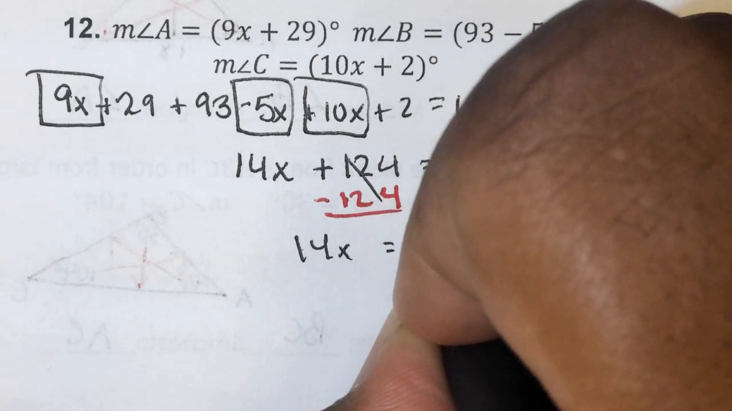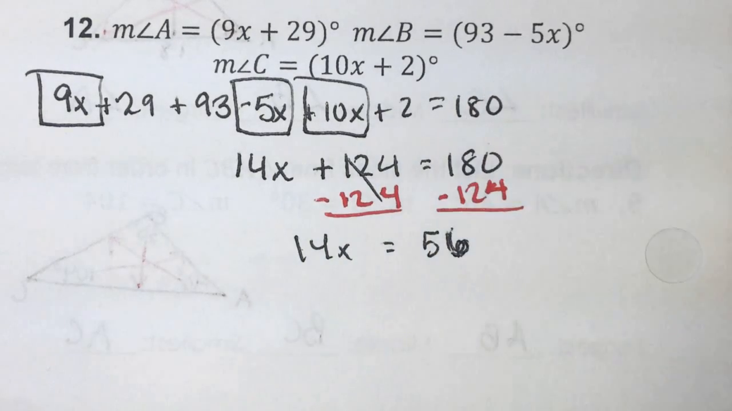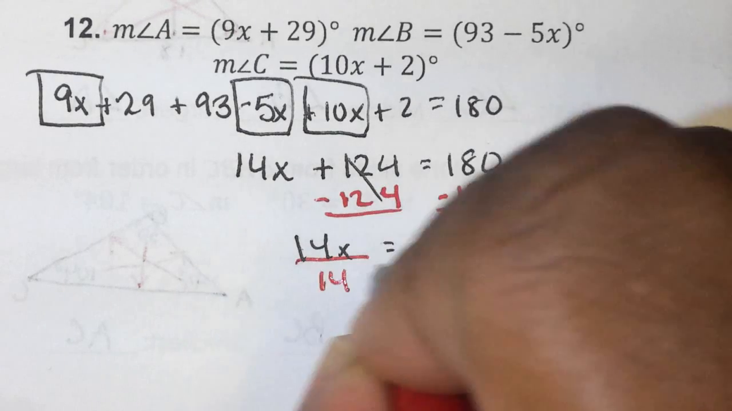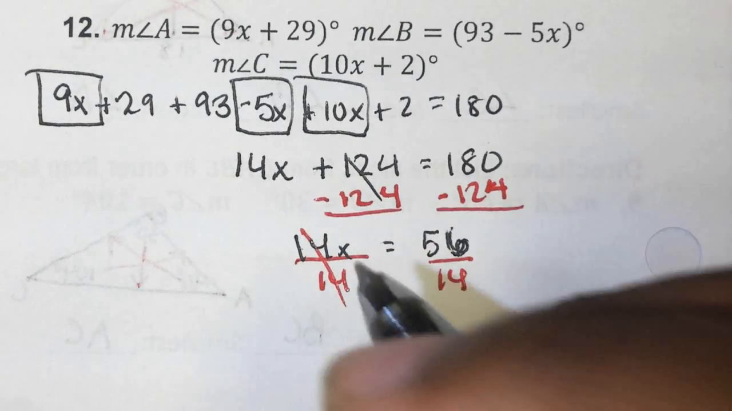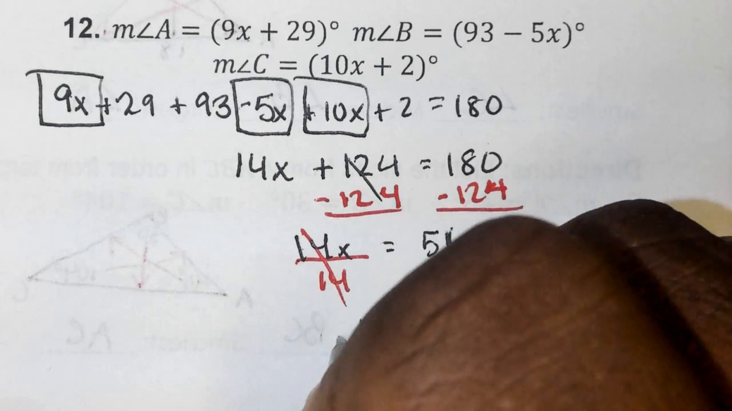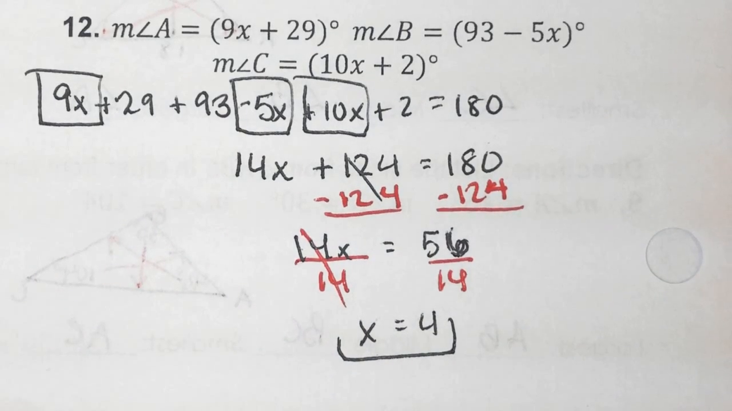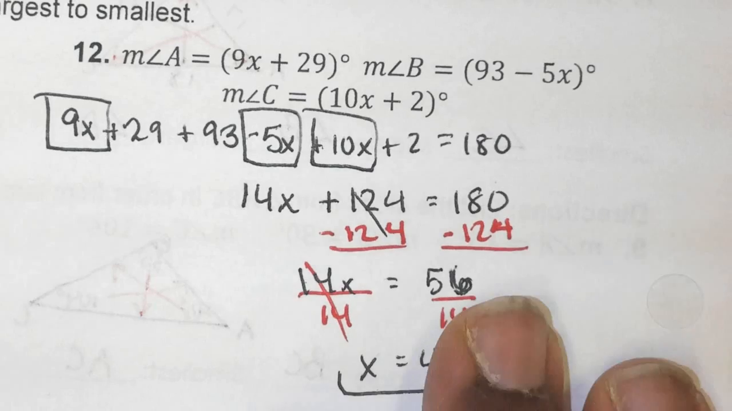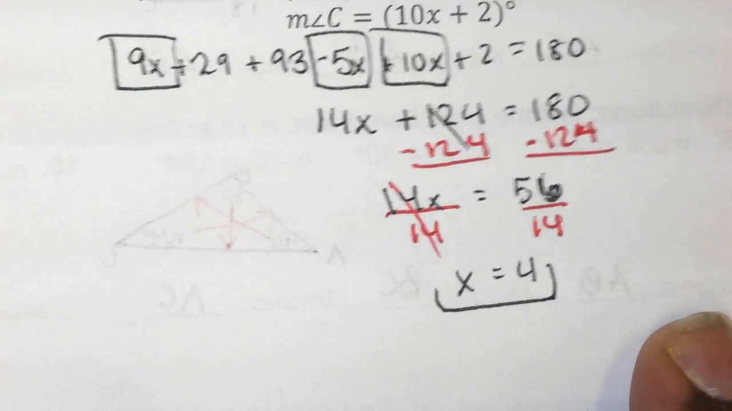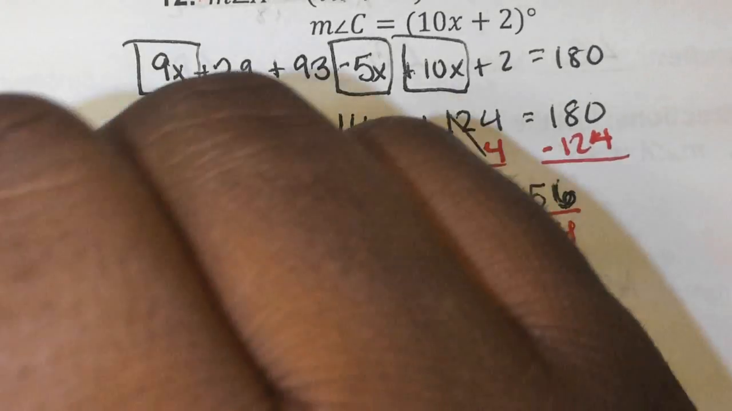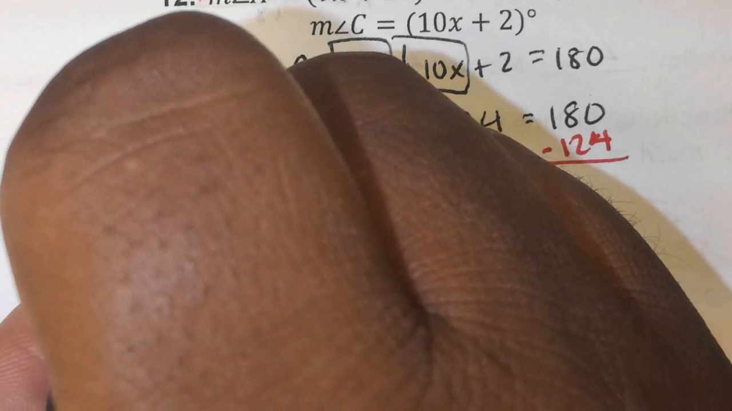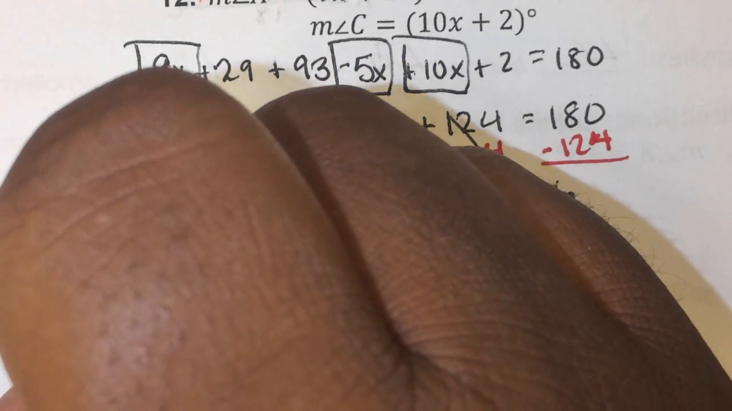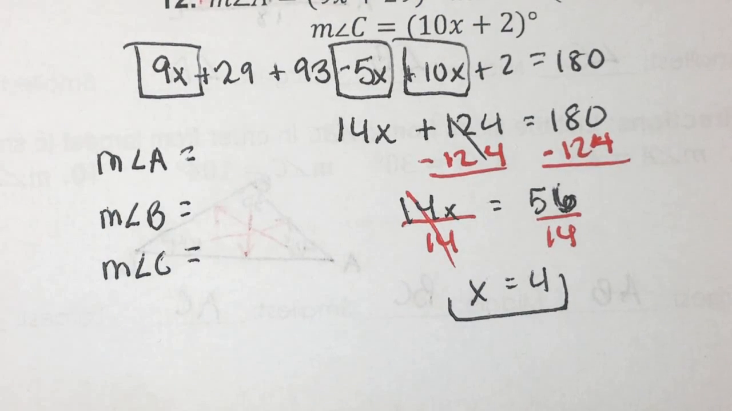14x equals 56. X equals 4. This is just the value of x, though. This isn't my answer, so I'm not going to box that all the way. I need you to understand this is not what I'm looking for. I just need x so I can find my angles. So my three angles are angle A, angle B, and angle C. I need to plug back in to find my three angles.